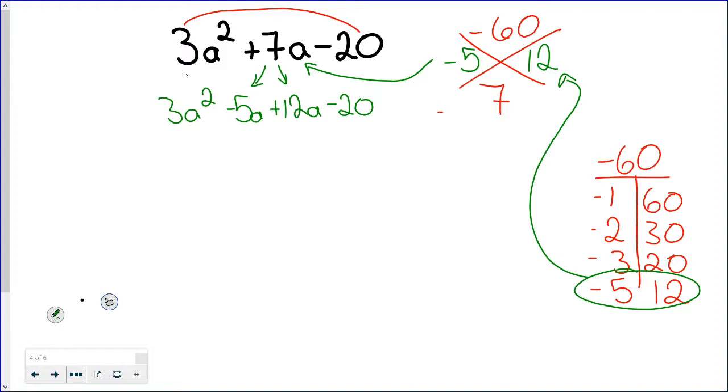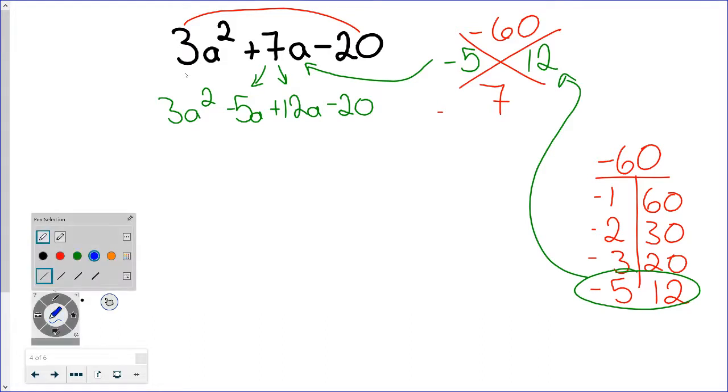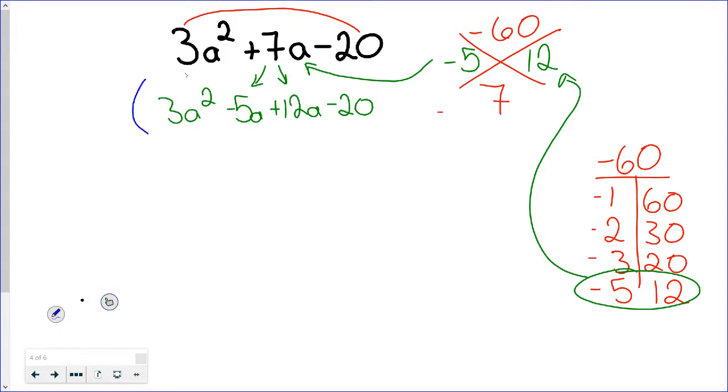Cool. Because now what we can do is factor by grouping. I can chunk these two out, and I can say, what can I divide both 3a squared and negative 5a with? Well, we'll divide each of those by a as our greatest common factor. If I take an a from each of those, I just have 3a minus 5.